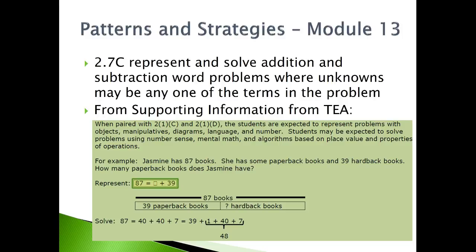2.7c represents solve addition, subtraction word problems, where unknowns may be any one of the terms in the problem. We started with unknowns in first grade, so this might not be a new concept to the students. But notice from the supporting information from TEA, we have an example of a word problem, and here we have 87 is equal to what plus 39. Notice this is the new diagram that we're using, where we have the total on the top with just 2 lines, not a box, and then the parts are under it.